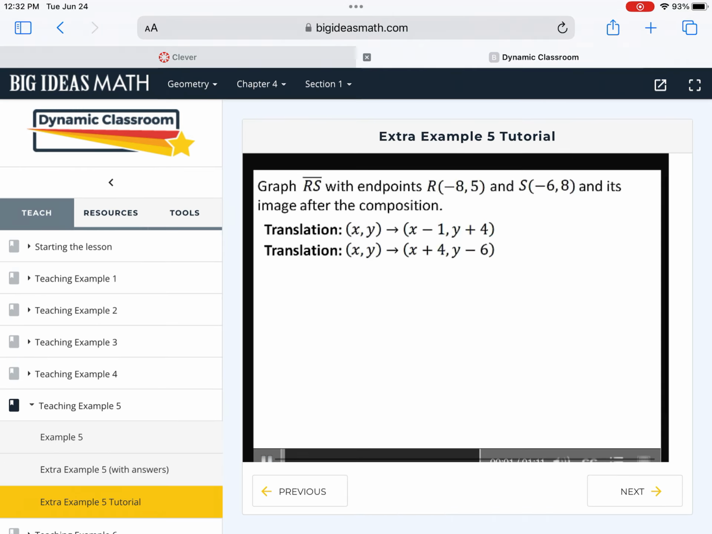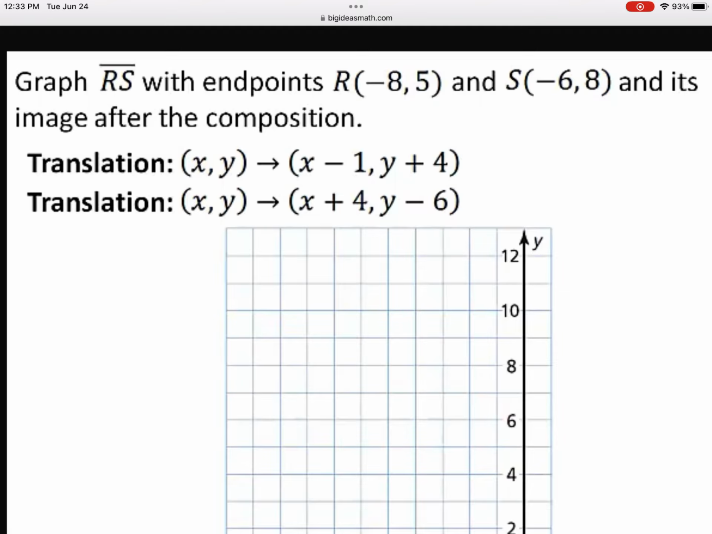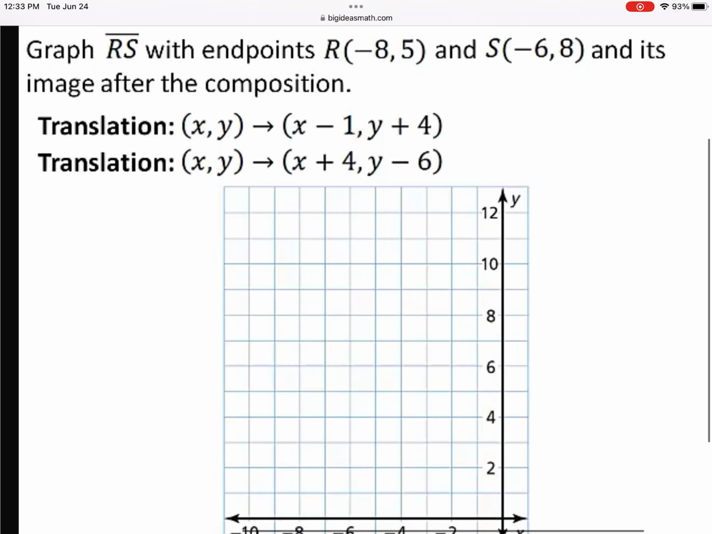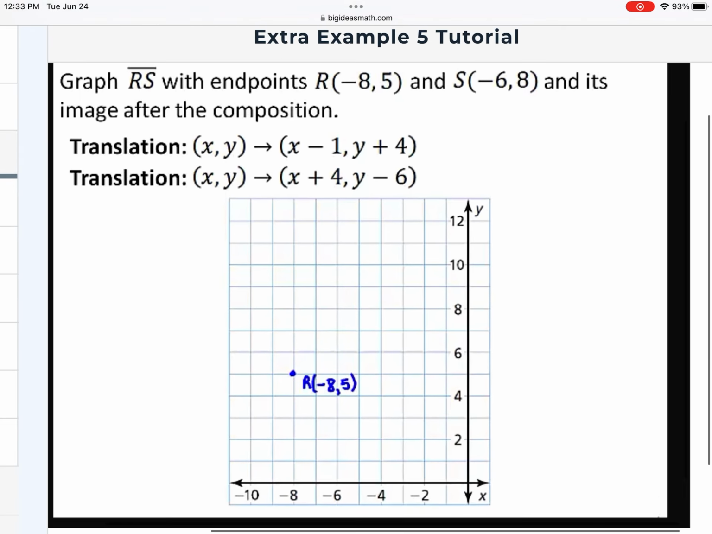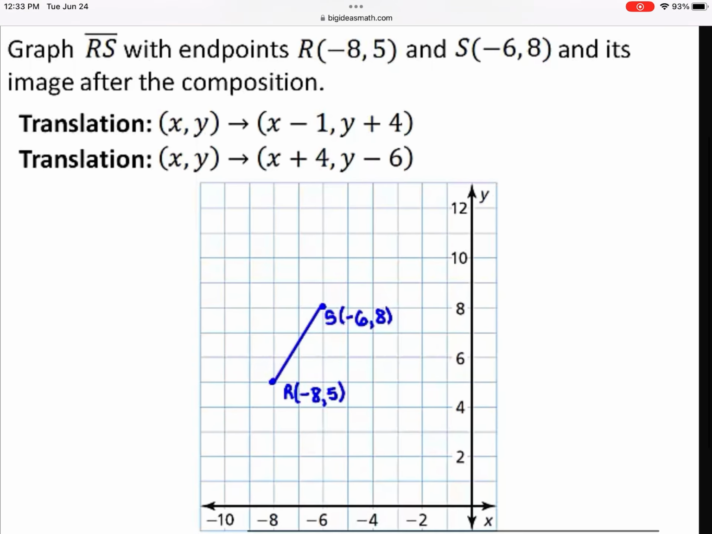Graph segment RS with endpoints R(-8, 5) and S(-6, 8), and its image after the composition. A translation such that the point (x, y) maps to (x - 1, y + 4), followed by a translation such that the point (x, y) maps to (x + 4, y - 6). First, you want to graph segment RS. To do this, plot the endpoints R(-8, 5) and S(-6, 8). Then draw a line segment connecting the points.